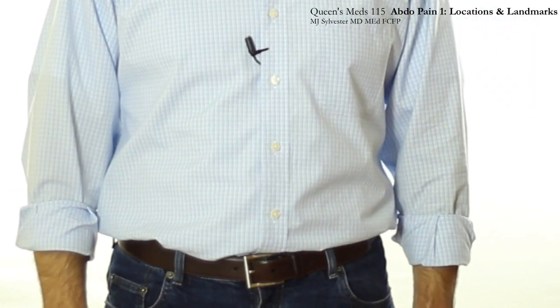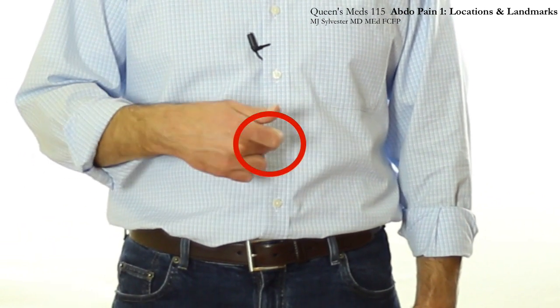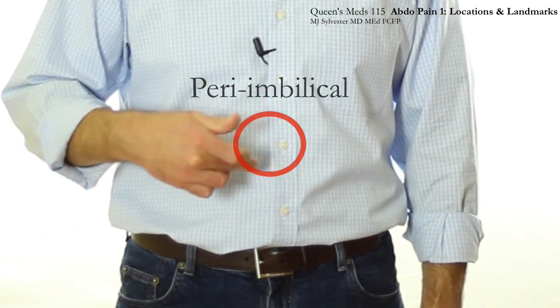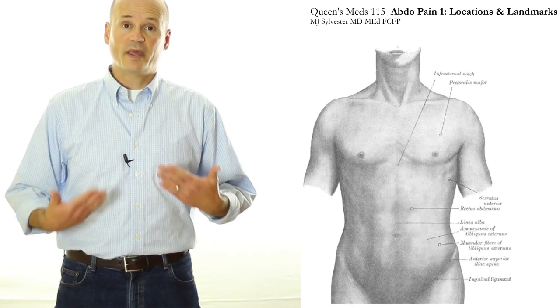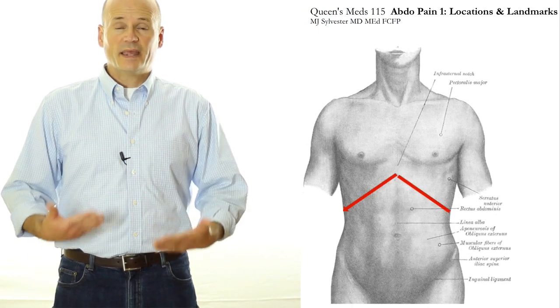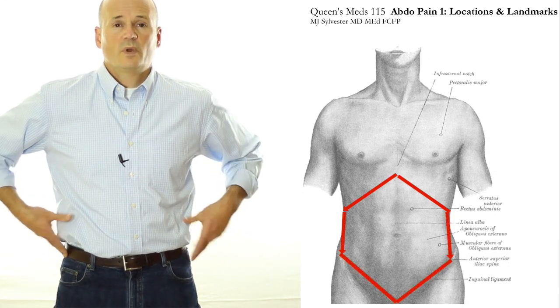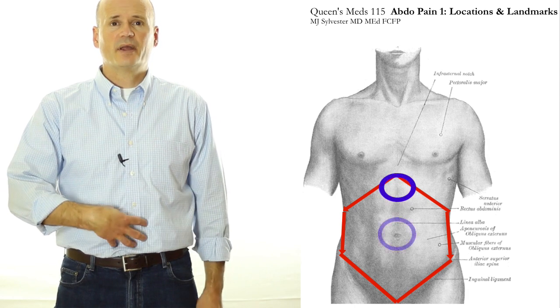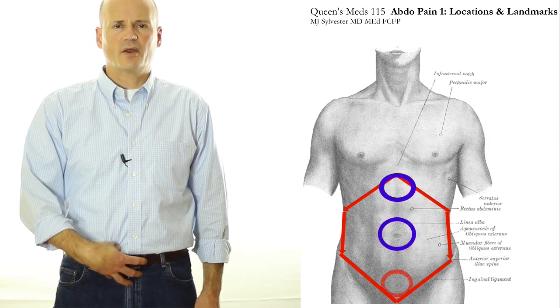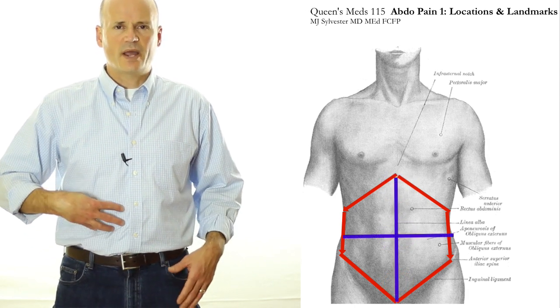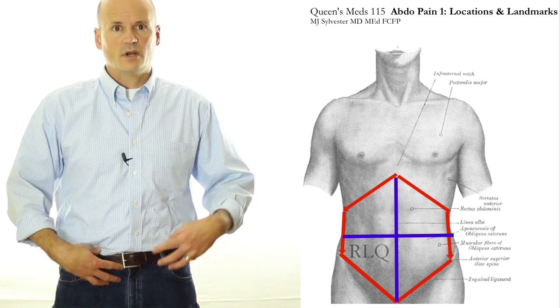And one more region we have to name, and that's the one around the umbilicus, called the periumbilical area. So in summary, we have the abdomen bordered by the costal margins on top, the inguinal ligaments on the bottom, and the flanks on the side. We have the epigastric area, the periumbilical area, and the suprapubic area. And we have 4 quadrants: right upper, right lower, left lower.